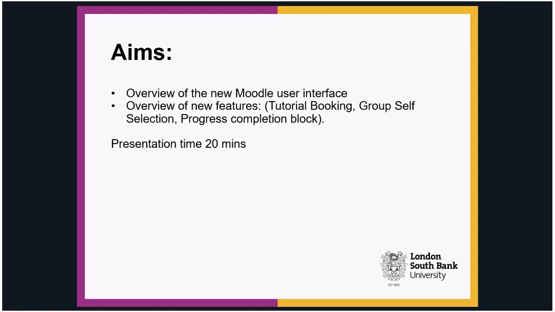So there are three new plugins, as they're called, or features. We'll be looking at the tutorial bookings, which is a great new tool, the group self-selection, which enables students to join their own group or set up their own group. And then there's the progress completion block as well, or bar. And as I say, I'll give you a live demo of these three new features.